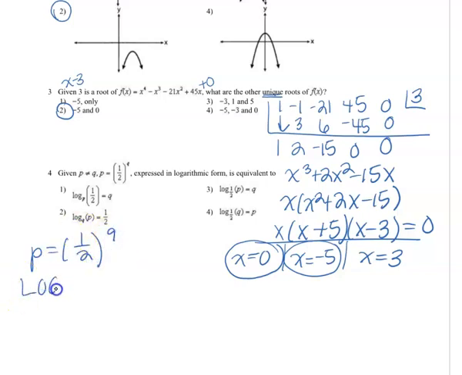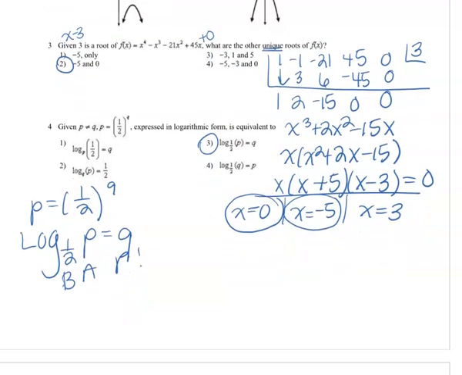I'm just going to write down log, and then I'm thinking BAP, base answer power. So base, the answer is P from here, equals power, which is q, and so therefore my correct answer is 3. So again, we're just thinking BAP there. Base stays in the basement, that's why the 1/2 is the base of the log, as it's the base of the exponent.